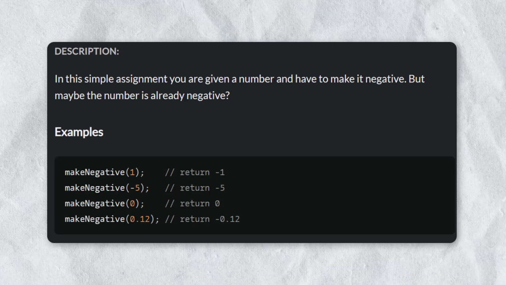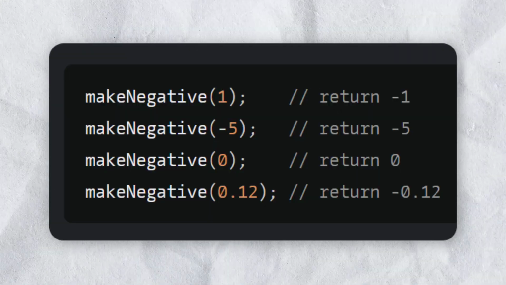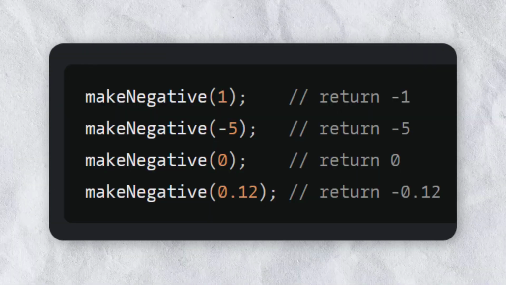First, today I solved a CodeWars problem that was based on number manipulation. We have to return a number with a negative sign, but maybe the number is already negative. Then return it as it is, right? Here we have to use some conditional statement, right? That's why I am using the ternary operator over here.